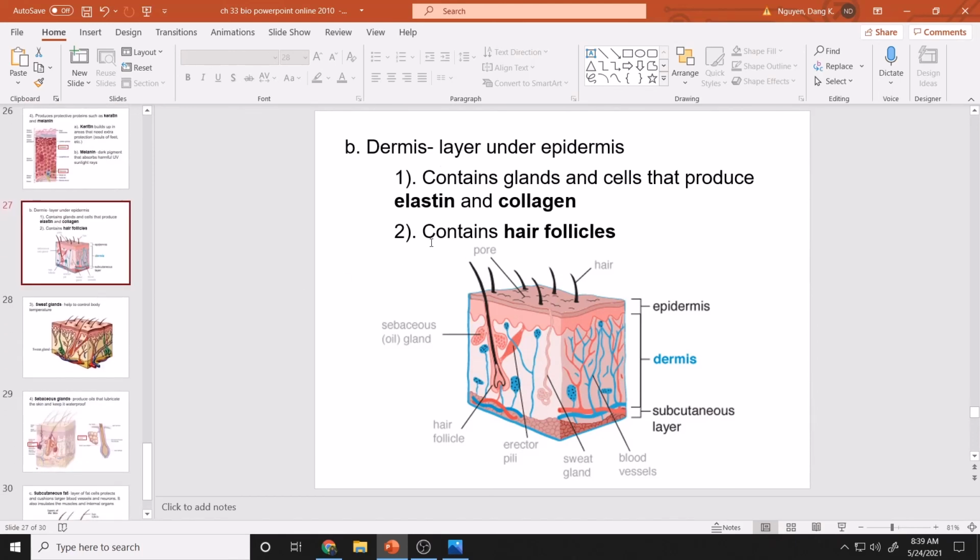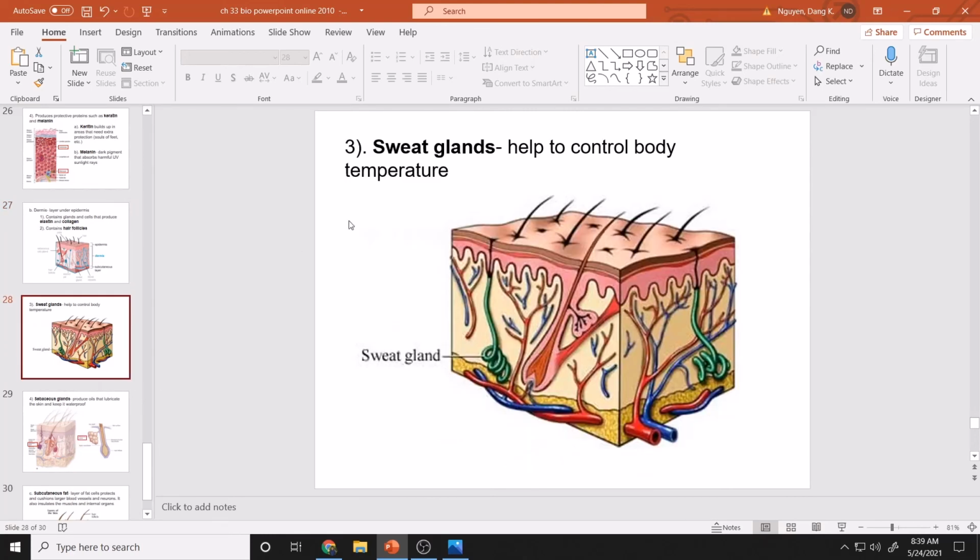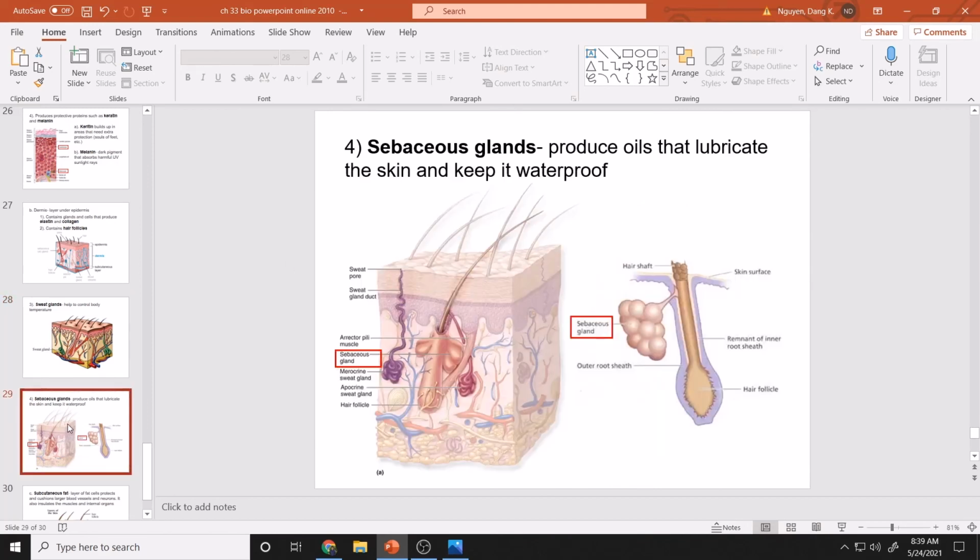Okay, and then your dermis also contains hair follicles. It's rooted here, so this creates hair cells, right? Or hair that pops out of your skin. And then in this layer, you also have sweat glands, which produce moisture. This helps cool down your body when you're exercising. And then sebaceous glands produce oils, and it helps lubricate the skin, and it keeps it waterproof.